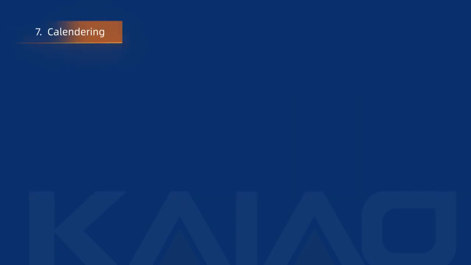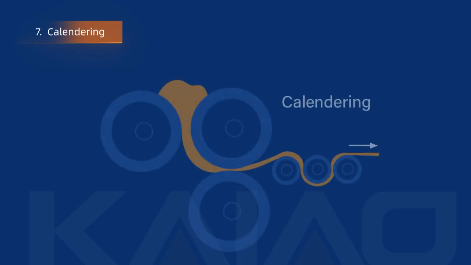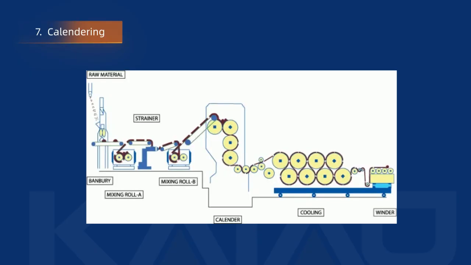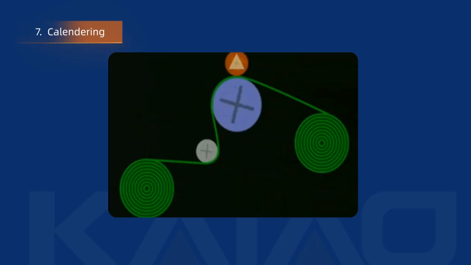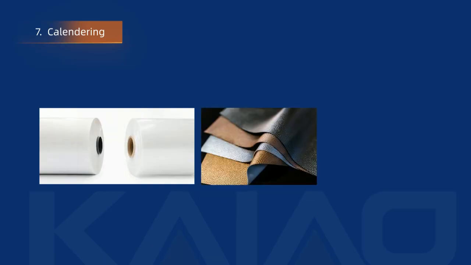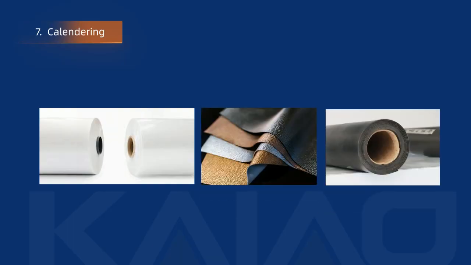Number 7. Calendaring. Molten plastic is squeezed through a series of heated rollers to form continuous sheets or films. It delivers high output and exceptional thickness accuracy, but requires massive initial equipment investment. Essential for continuous rolls like PVC film, synthetic leather, and waterproofing membranes.